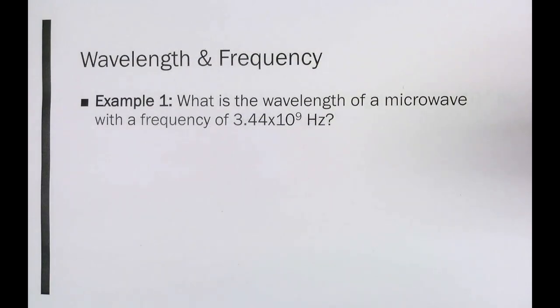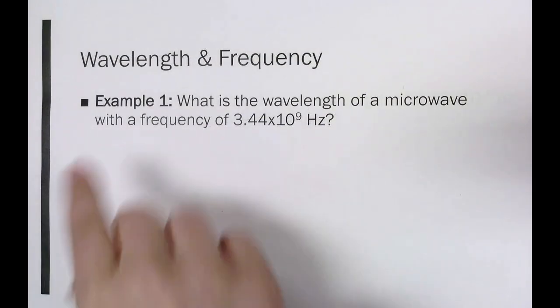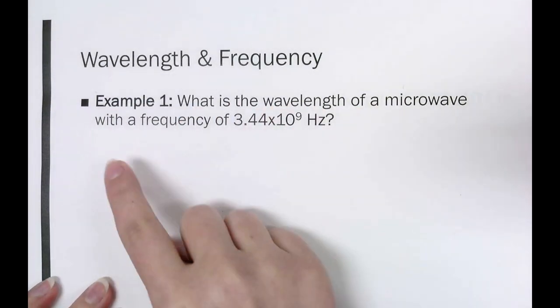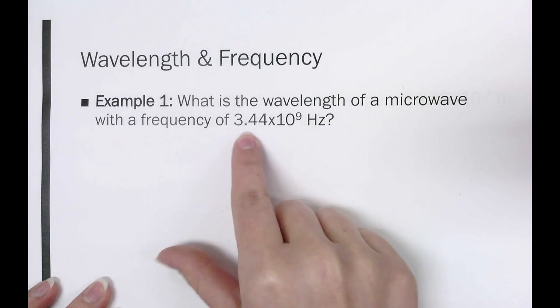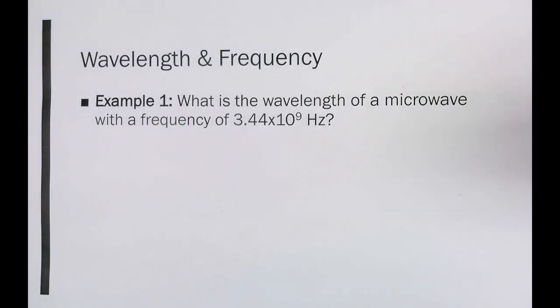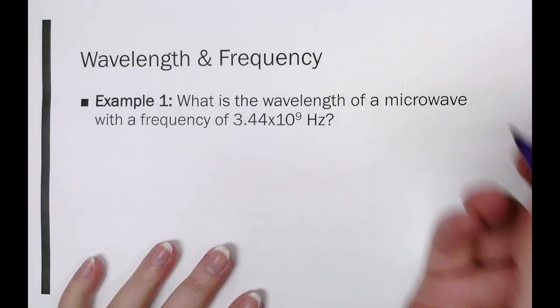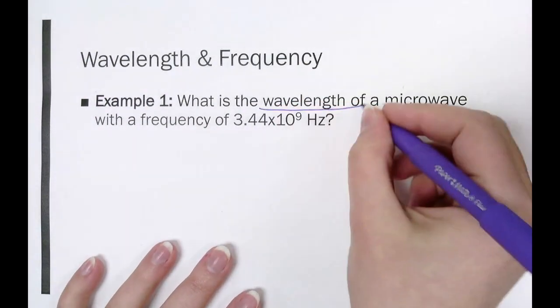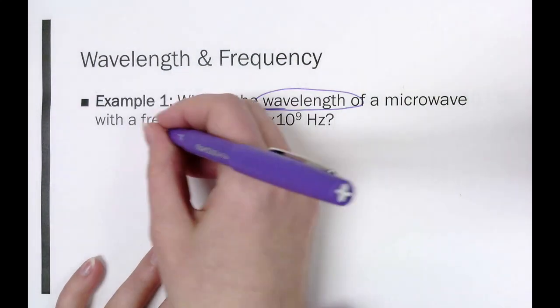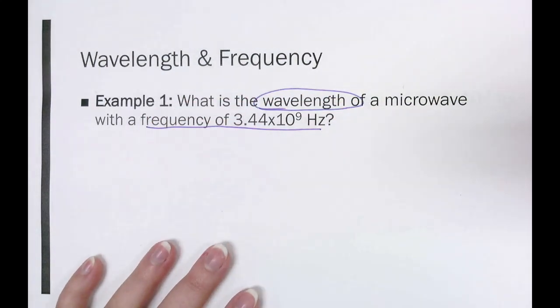So our first wave example problem says, what is the wavelength of a microwave with a frequency of 3.44 times 10 to the 9th hertz? Well, first off, anytime I look at a story problem, I like to circle the quantity that they want us to find and underline the given information. In this case, they want us to find wavelength, and they've given us frequency in hertz.